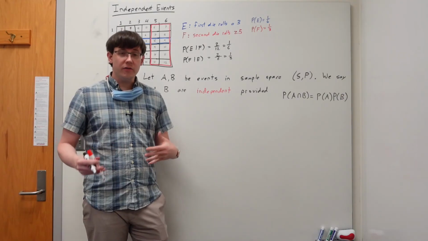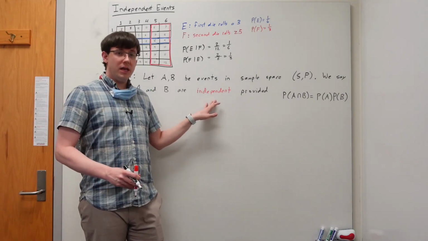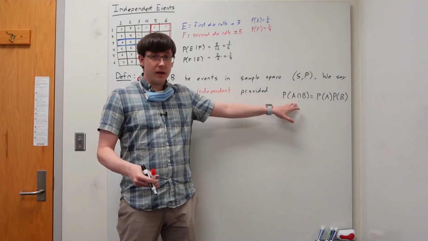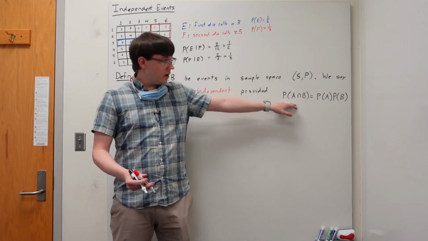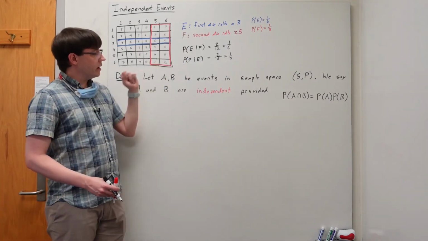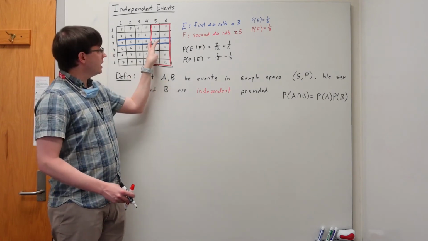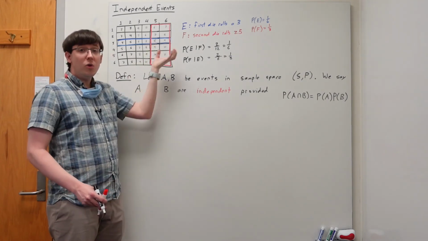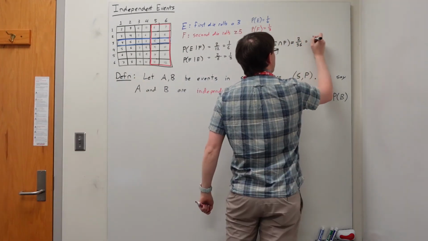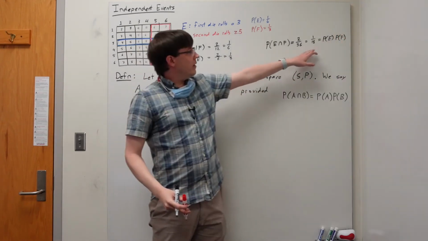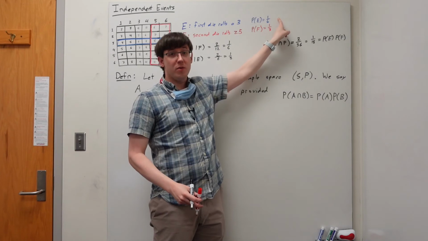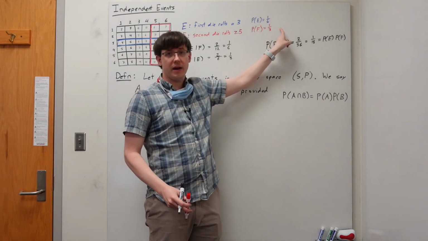We define two events to be independent if the probability of both events happening is the product of the probability of each individual event happening. So here, the probability of the intersection is 2 out of 36. And that's equal to the product of the unconditional probabilities of events E and F.